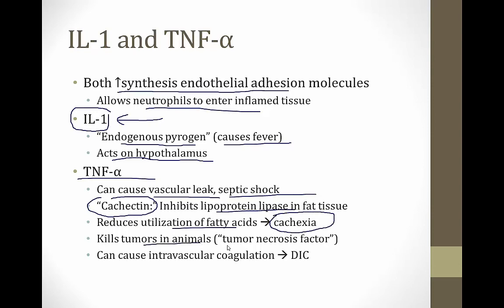That's where it gets its name, tumor necrosis factor. And the way it kills tumors in animals is by causing coagulation and thrombosis in the blood vessels that supply the tumor. Therefore, the tumor dies. And this can help you remember that it can also cause intravascular coagulation and DIC in patients who have severe infections.